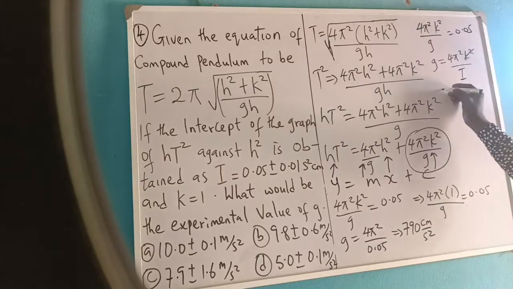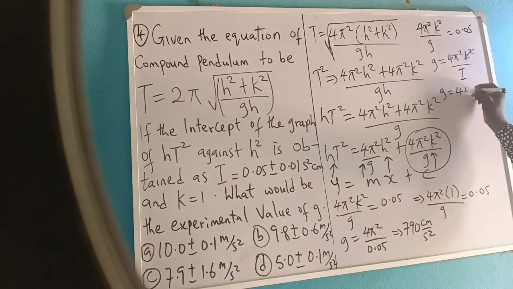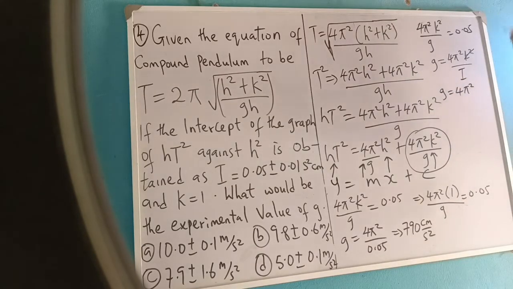Now, I will be having G equals 4 pi square. Bringing the I up, I will have I raised to the power minus 1. G equals 4 pi square, and also this is a number. It has no unit. I will say it is also constant. I will cancel all these constants. I'll have G equal to I raised to minus 1.